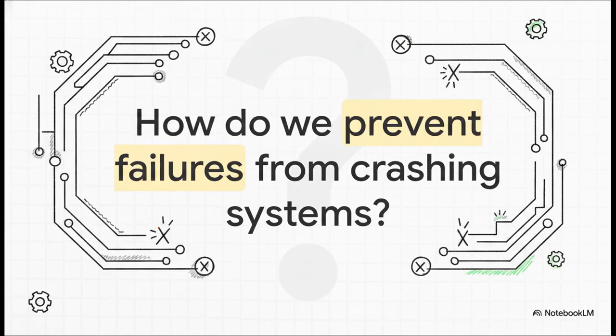So the ultimate engineering question we have to answer is this. How do we design our architecture so that a single failure doesn't crash the entire system? I mean, if a single burnt-out wire or one tiny software glitch can bring down a whole network, we simply haven't done our jobs properly. We need a solid strategy.